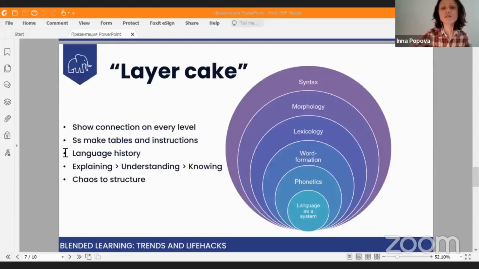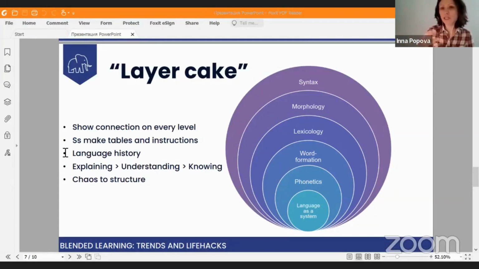The concept that our program follows, I call it layer cake, because you could see in the previous diagram that we always start with language as a system, as a part of world languages. Then we move to phonetics. There's always comparison to other languages or to different stages of historical development of the same language. Then word formation, then lexicology, morphology, and syntax.